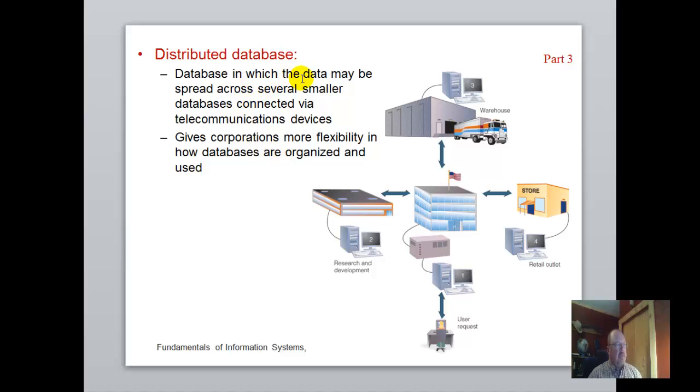Finally, what we have is distributed databases. Now, this is a database in which data is spread across several smaller databases connected via telecommunications devices. Well, if you take a look at our student information system, when you register for classes, where do you register? Oftentimes from home. Now, you can register from school too, but oftentimes from home. So you can access that database remotely through telecommunications devices. And that's really an example of a distributed database. Not completely, but that's good enough for our purposes.